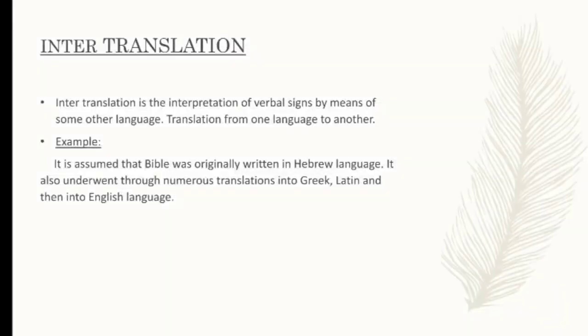So for this slide, we have inter-translation. It is a translation of a text from one language to another different language. The verbal signs of one language are changed into another. It is the job of the skilled translator to understand what message the author of the original text actually wants to convey and replicate this sentiment in the target language. An example of this would be the Bible. It is assumed that the Bible was originally written in Hebrew. It underwent numerous translations into Greek, Latin, and then into English.